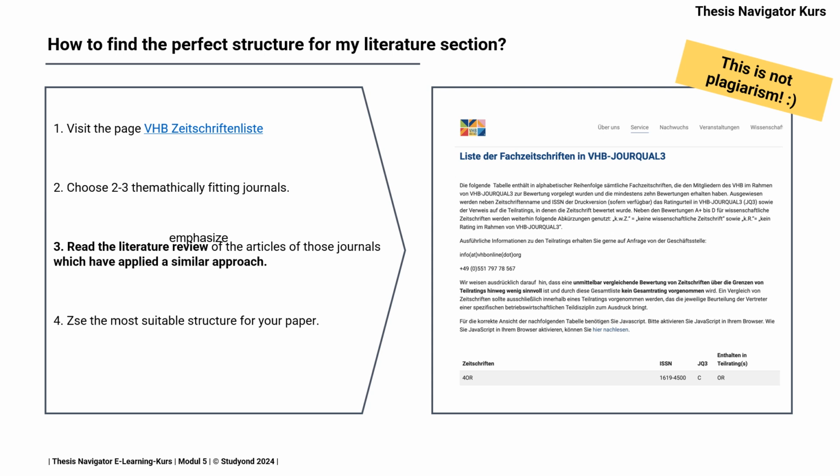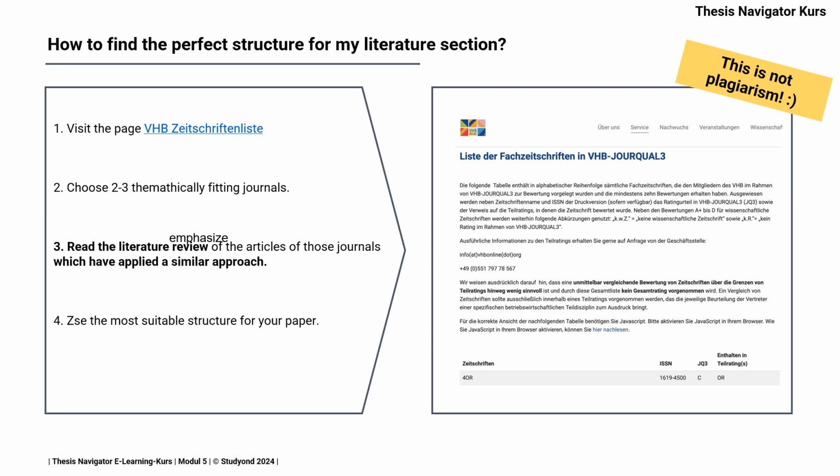First, visit the website vhbonline.org, where you will find a list of all the journals relevant in the field of business-related studies. Focus especially on journals that are highly rated, for example those that have an A, B, or C in the third column. Second, select 2 to 3 thematic journals that match your topic.